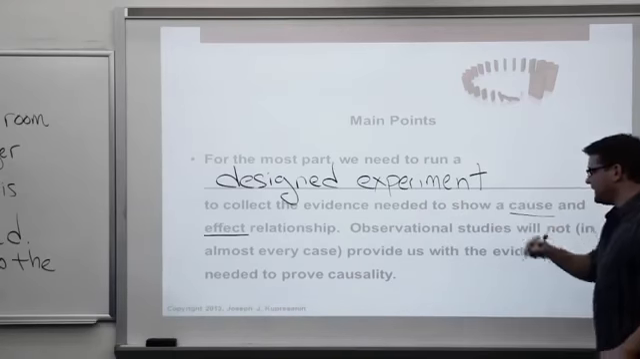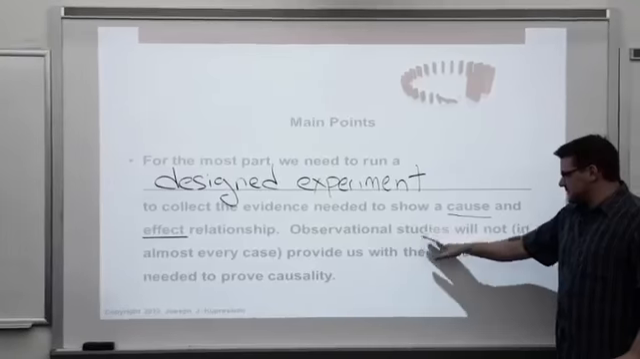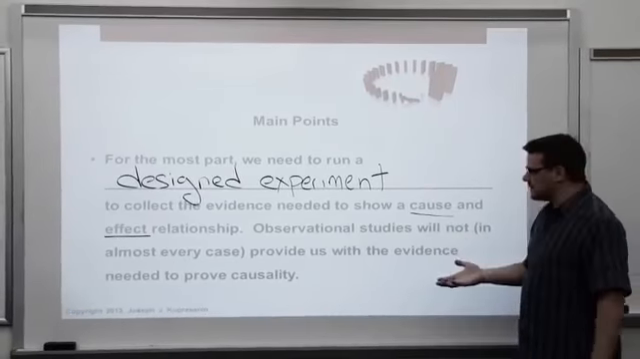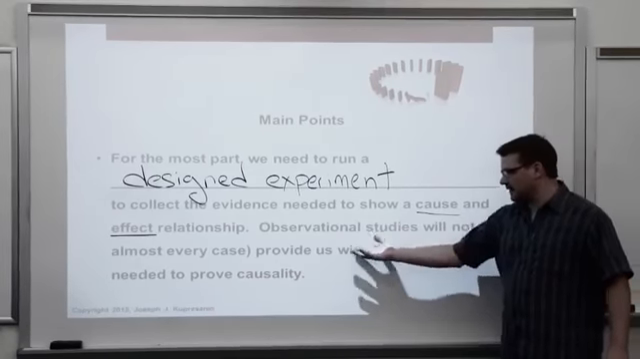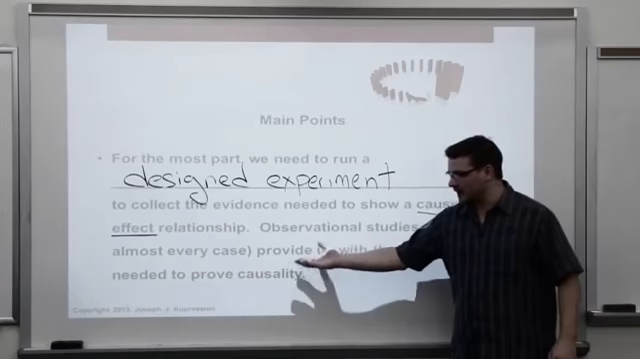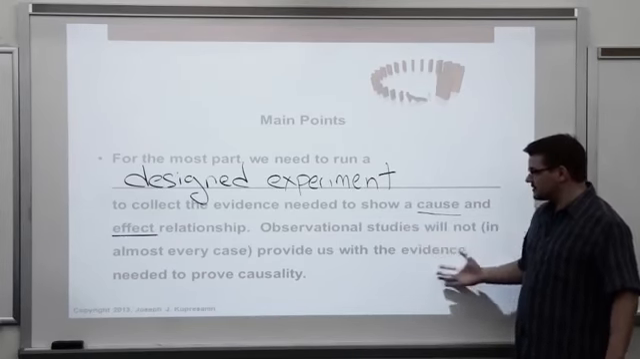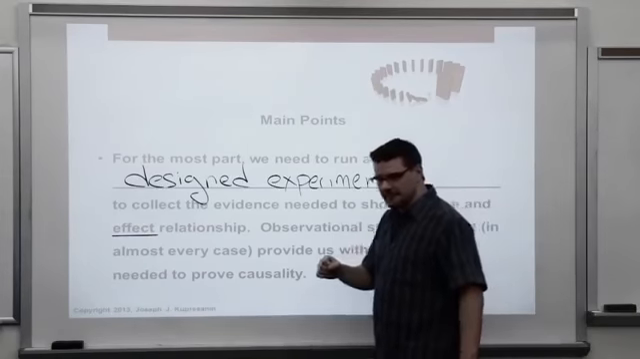For the most part, we need to run a designed experiment. Observational studies, this was Lesson 5, will not, in almost every case. There's always exceptions. But in general, observational studies will not provide us with enough evidence to show cause and effect. If we want to go to that next step, a stronger relationship, then we typically will need to run a designed experiment.